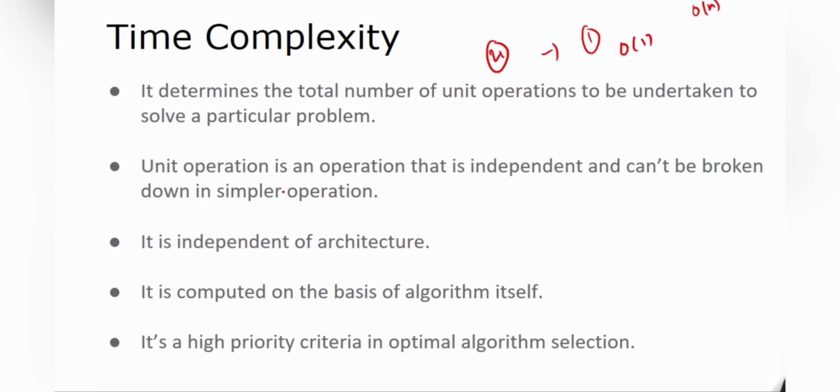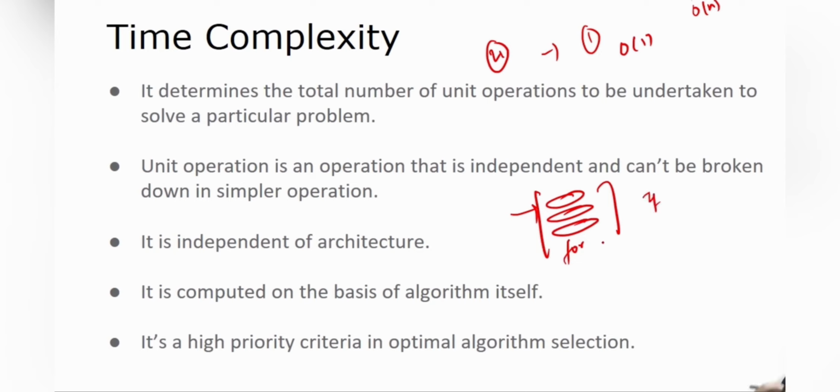So to solve a particular problem, you determine the number of unit operations. Now, a unit operation is an operation that is independent and cannot be broken down into simpler operations. It is independent of architecture. It is computed on the basis of the algorithm itself. You have an algorithm in place, and based on that, you compute the time complexity of each and every step, right? If there is a loop, what will happen? If there is a condition, what will happen?